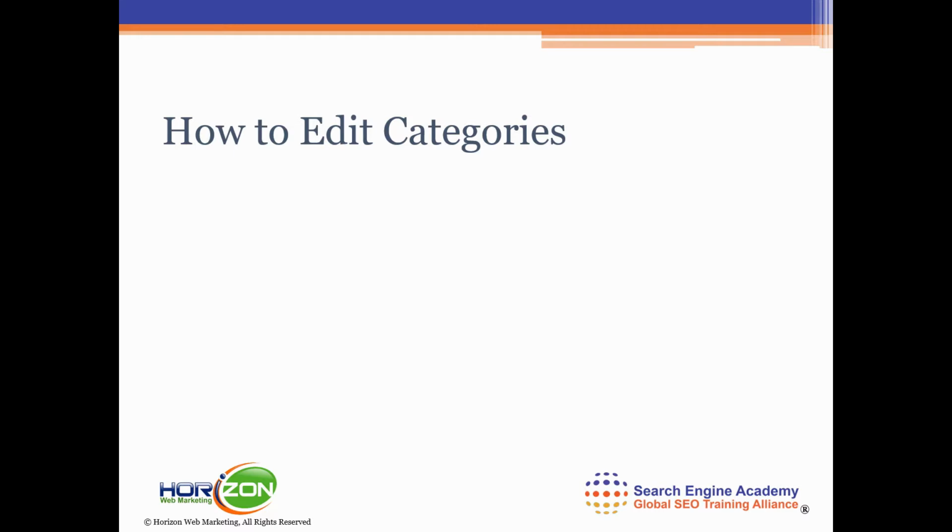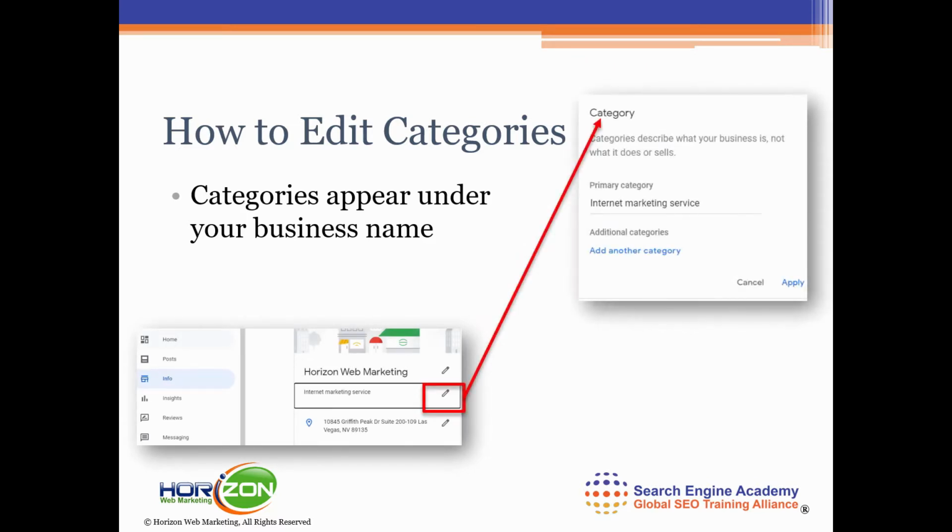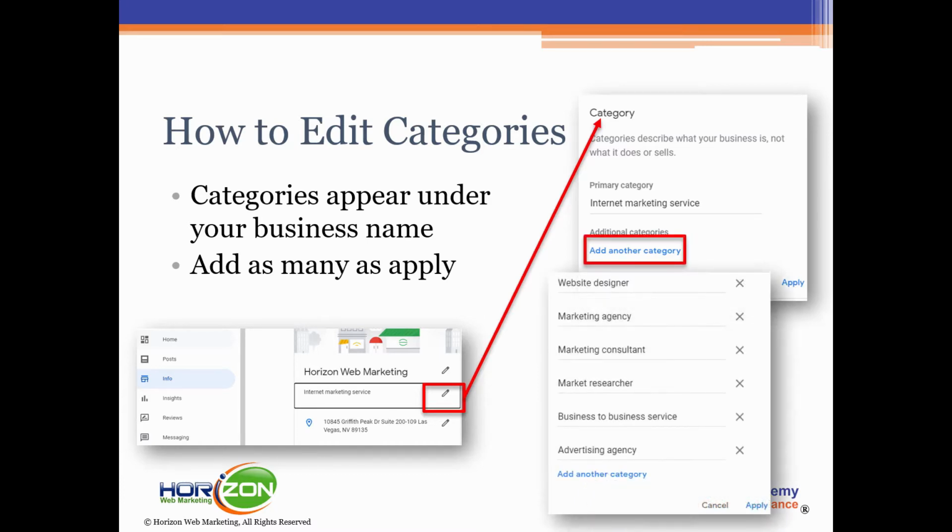We discussed choosing a category when you set up your listing, and I said, well, you can always come back later and add more categories. Now, the categories will appear under your business name. So here we are again back at the info tab of the Google My Business dashboard. If you click on the little pencil icon next to whatever category you've selected right underneath your business name, it'll give you this category selection box, and then you will be able to select which category your business applies to. You can also select other categories as secondary categories to your business, and you choose the add another category choice in order to do that.